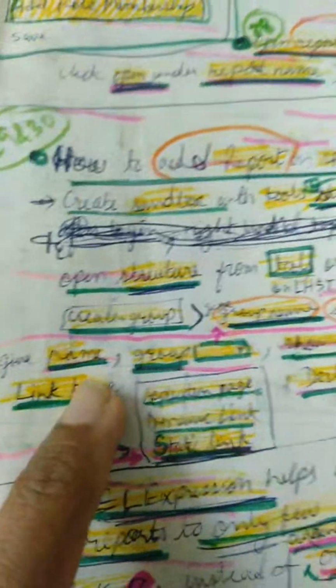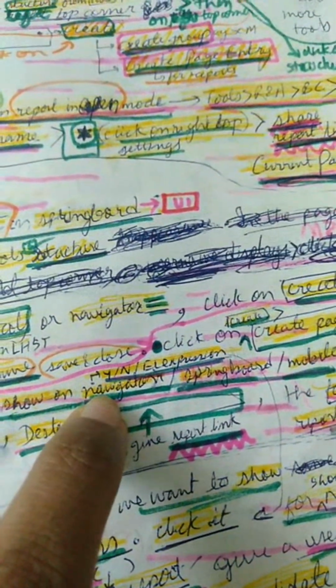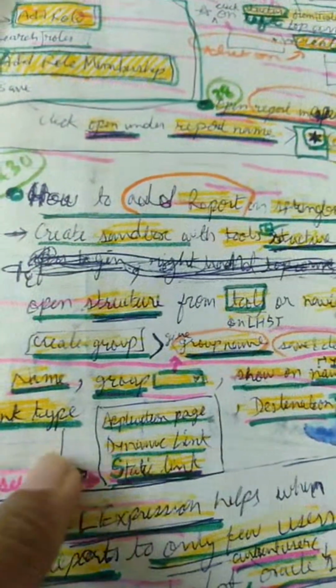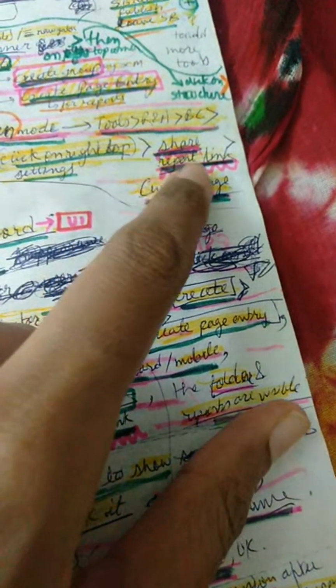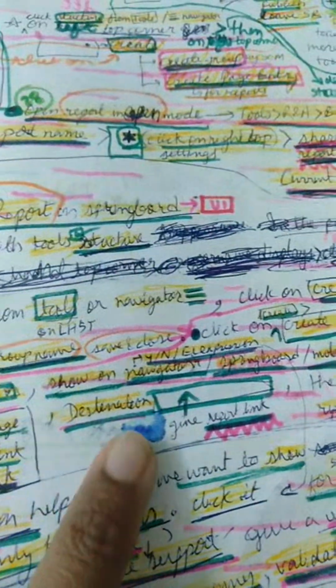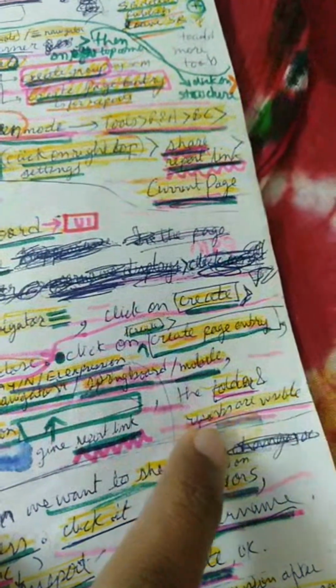So here I am giving the name, the group name, and whether I want to show it on the navigator, Springboard and mobile: yes or no or ELexpression. Then I have the link type: application page, dynamic link, static link. We'll choose the static link and I'll give the link which was copied from share report link, current page. This link is pasted here in the destination. Now we'll save it, and the folder and reports both are visible.